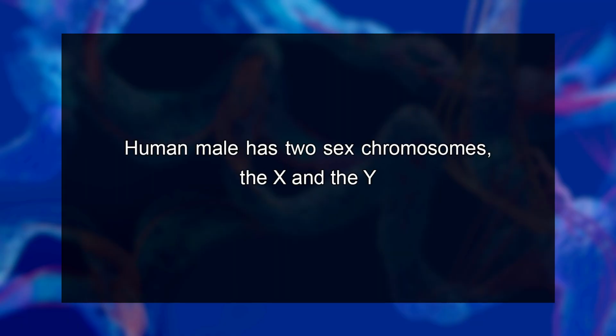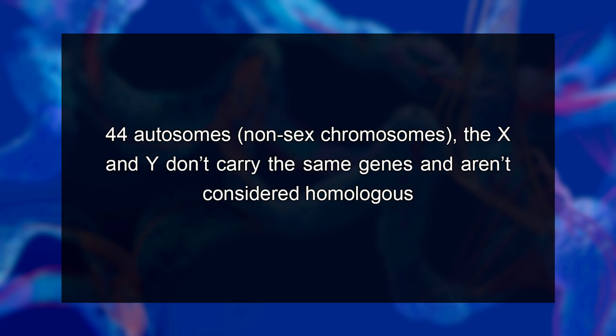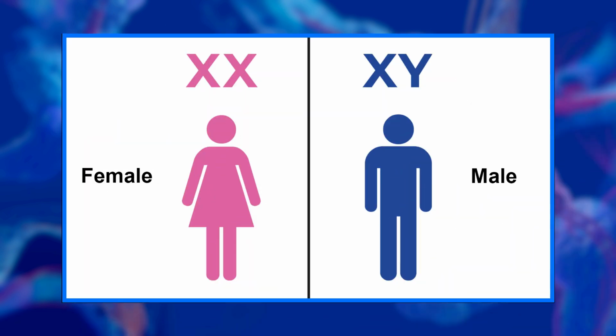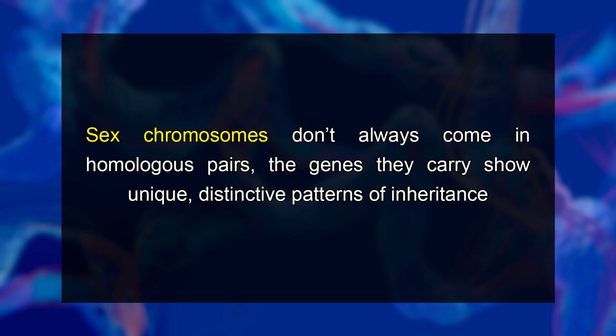A human male has two sex chromosomes, the X and the Y. Unlike the 44 non-sex chromosomes, or autosomes, the X and Y don't carry the same genes and are not considered homologous. Instead of an X and a Y, a human female has two X chromosomes. These X chromosomes do form a bona fide homologous pair. Because sex chromosomes don't always come in homologous pairs, the genes they carry show unique, distinctive patterns of inheritance.